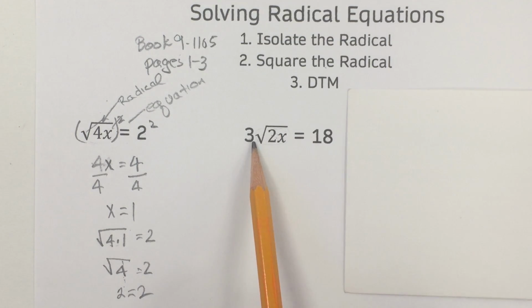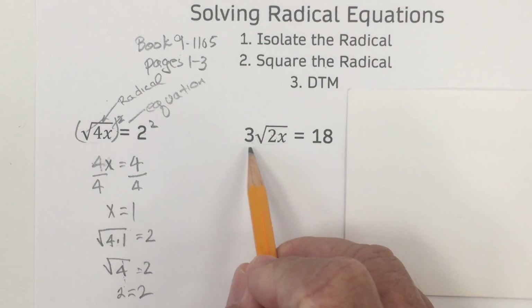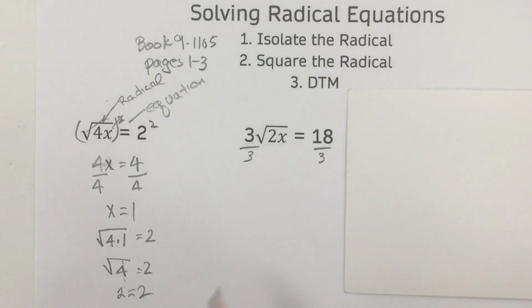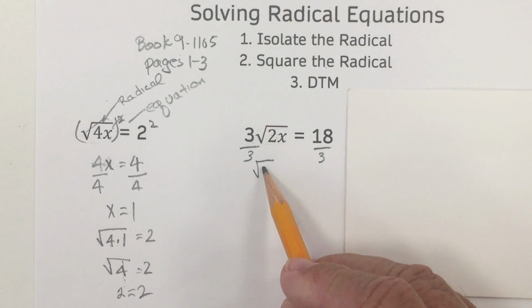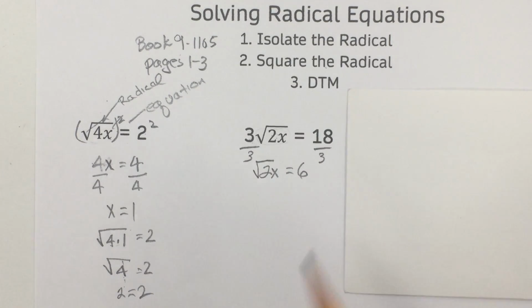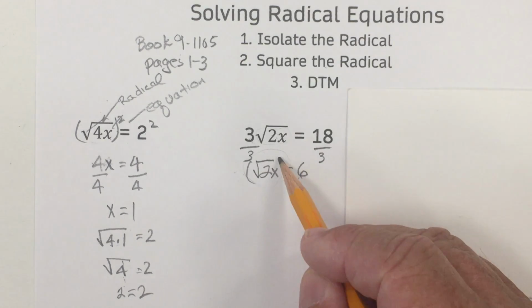Well, we can get rid of this 3. Simple enough. Just do the math. Divide this by 3. Divide that by 3. So now we have the square root of 2x equals 6. Here we go. We got it, the radical by itself. There's nothing with it. We got rid of that 3 by turning it into a 1. And we have 6. So what's the second step?